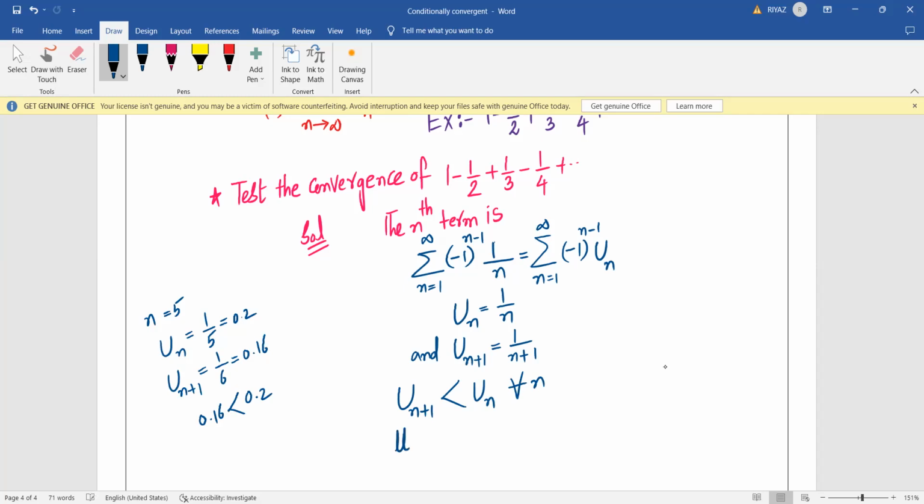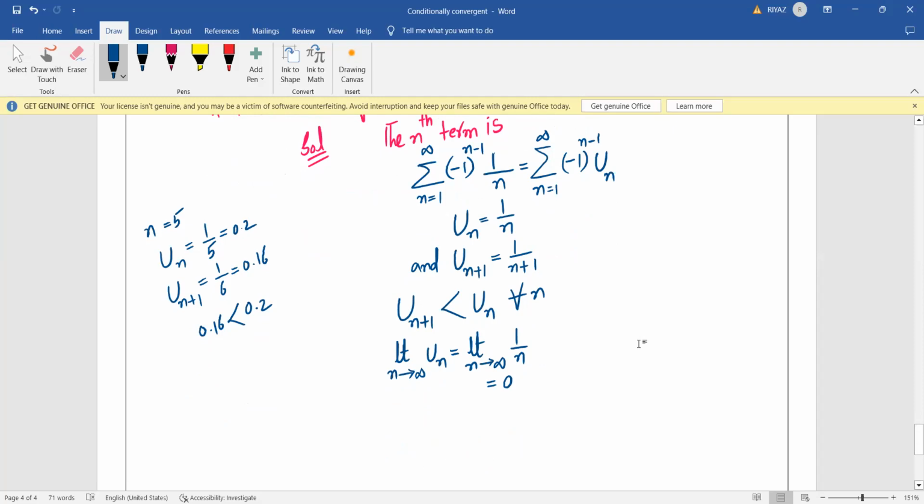Now, the second condition we have to check, that is limit n tends to infinity of un, which is equal to limit n tends to infinity of 1 by n. As we know, as n tends to infinity, 1 by n becomes 0. So this series satisfies both conditions of the Leibniz test. Therefore, by Leibniz test, the given series is convergent.